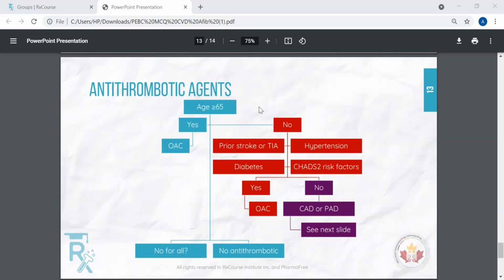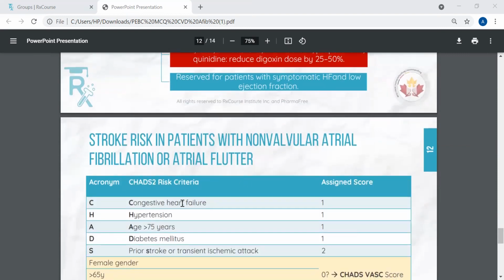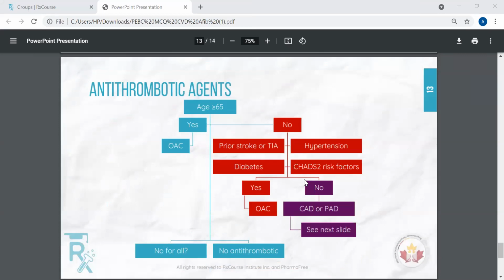And when we say oral anticoagulant, we mean the new oral anticoagulant, which is the rivaroxaban, the apixaban, the edoxaban, the dabigatran, or the warfarin. Okay? This is if the patient is 65 or more. If the patient is less than 65 and has one of the risks mentioned here in the CHADS2 score, like prior stroke or transient ischemic attack, hypertension, diabetes, any of these risks, if the answer is yes, I will give him oral anticoagulant.